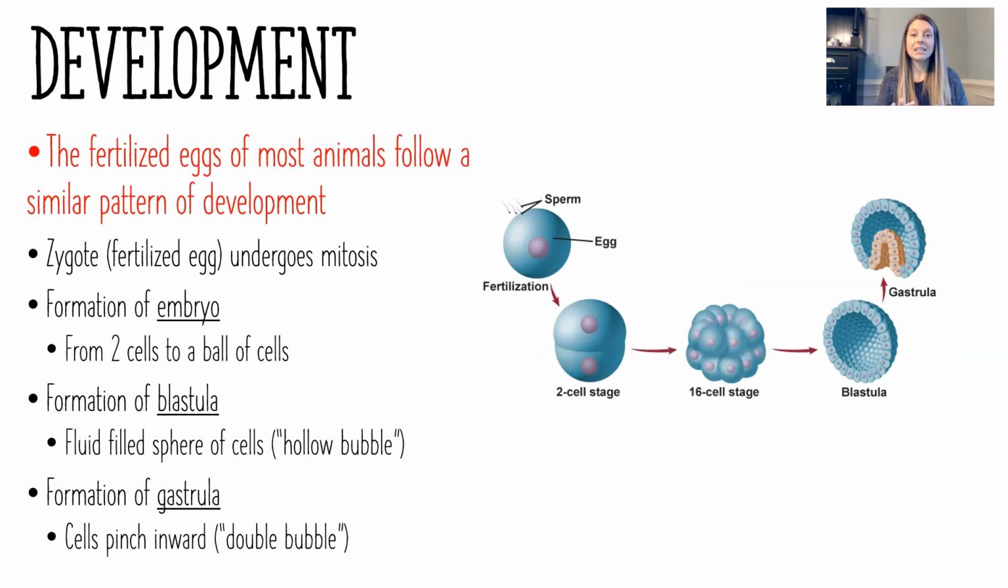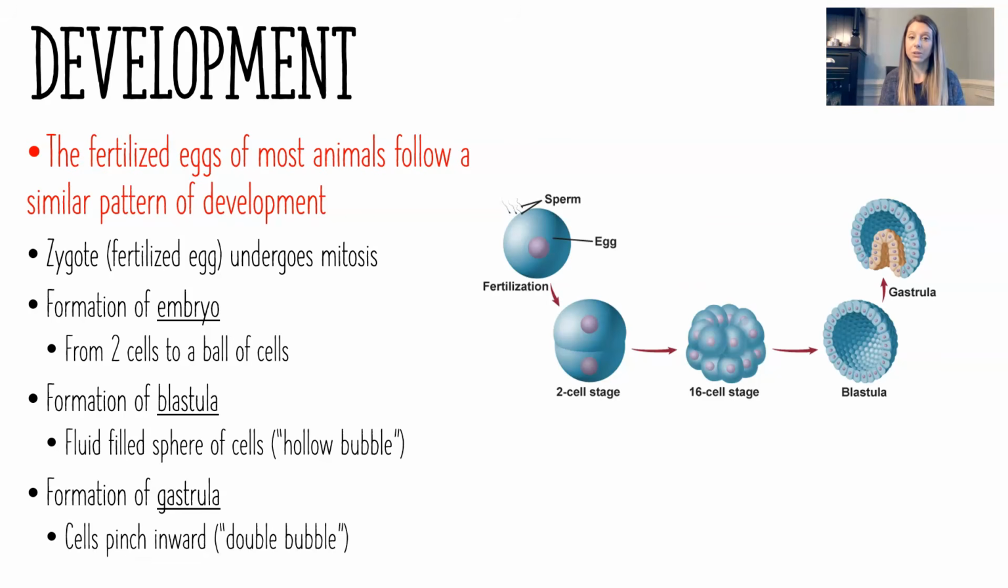Okay, now let's get into a little bit of animal development details. The fertilized eggs of most animals, the zygotes, follow a similar pattern of development. First, we have our zygote, which is our fertilized egg, and it starts to undergo mitosis. One cell becomes 2 cells, and 2 cells becomes 4 cells, and so on. And so we have the formation of an embryo, which is that little ball of cells.